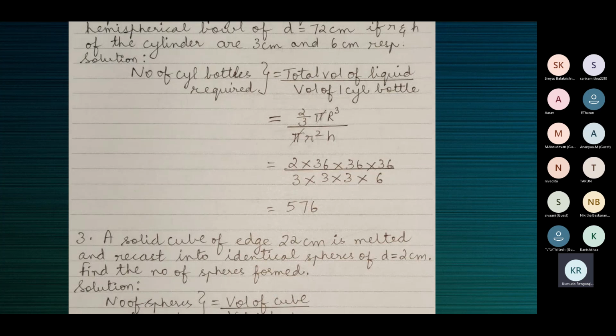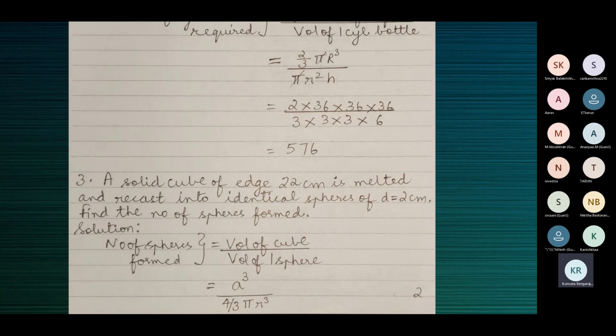A solid cube. This is also a number problem. Find the number of spheres formed. A solid cube of edge 22 centimeters is melted and recast. It's molded again and given a different shape now, recast into identical spheres of diameter 2 centimeters. Find the number of spheres formed.